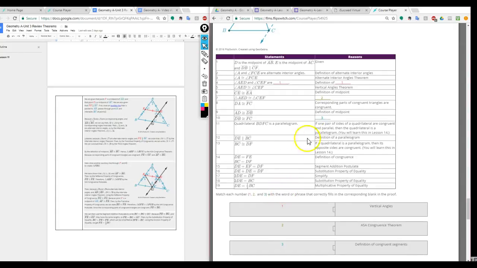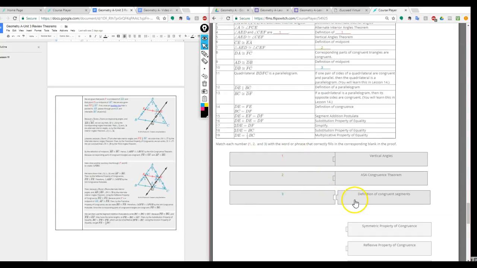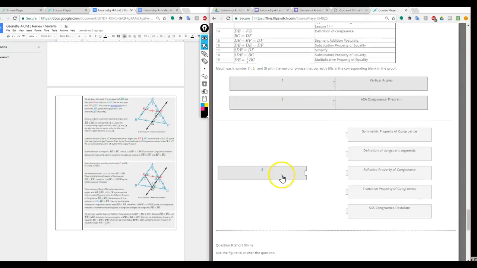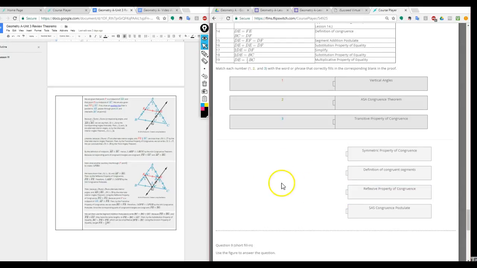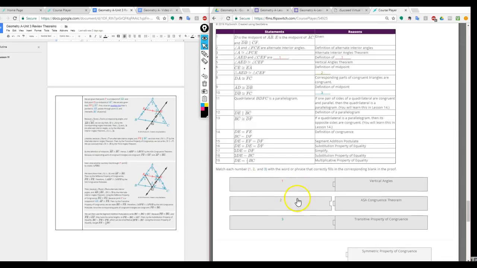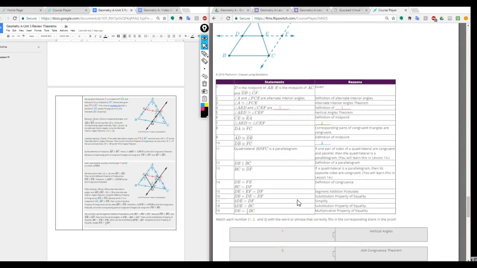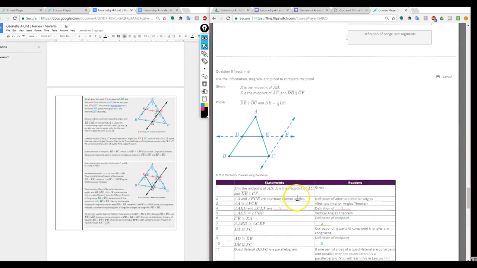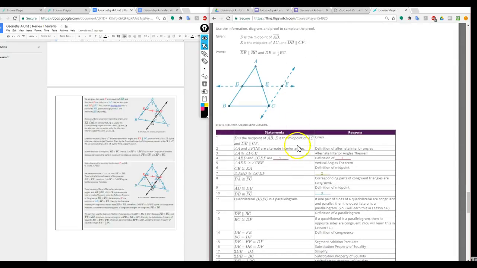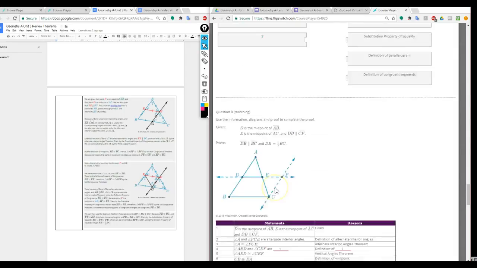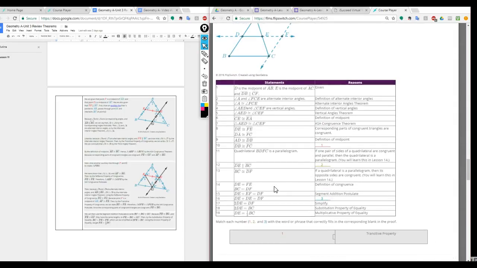That means my blank 3 here needs to be transitive property for question 8. So question 8 is because our transitive property, and it's the same reasoning as what we just stepped through because this is the exact same proof.